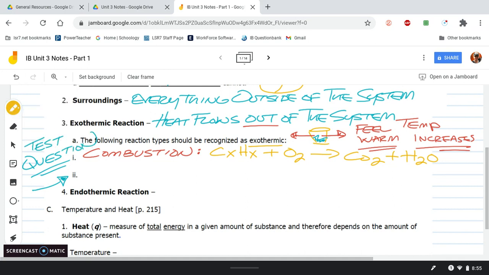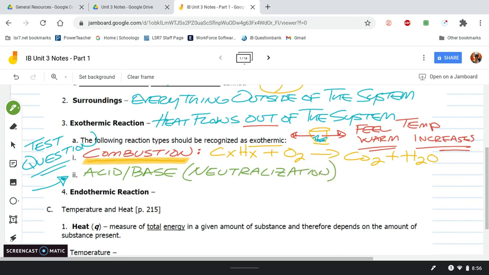Okay, so let's make sure we know that. That's combustion. We're going to move on and take a look at the next one, which is one that you guys really have not had much experience with, and that's an acid base reaction. An acid base reaction is called neutralization because the acids and the bases come together and they neutralize each other. They make water.